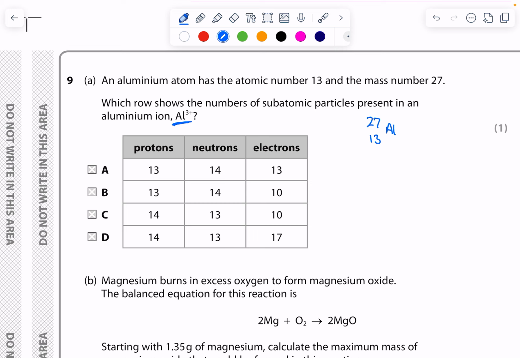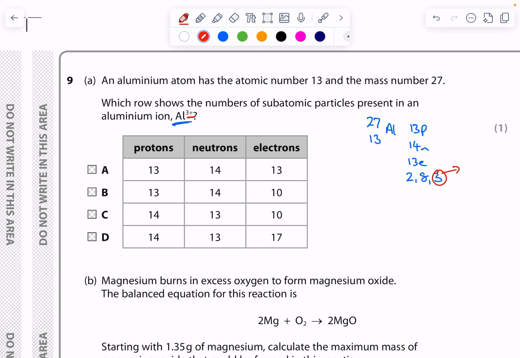Okay, so if we think about the atom first of all, this means there are 13 protons. 27 take away 13 is 14 neutrons. And because there are 13 protons, there would also be 13 electrons. If you've got 13 electrons, you would arrange them as 2, 8, 3. Remember, that's not stable. It would want to lose those 3 to become stable. So that helps us identify in the ion, it would only actually have 10 electrons.